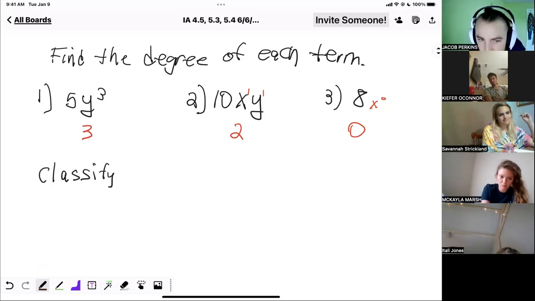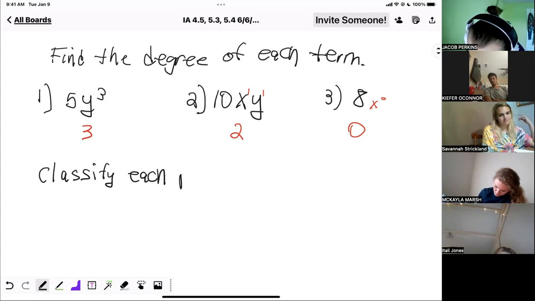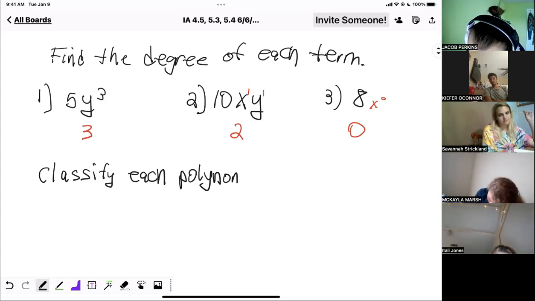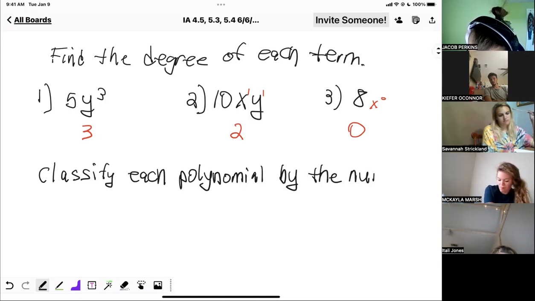Okay, so let's do this. Classify each polynomial by the number of terms.